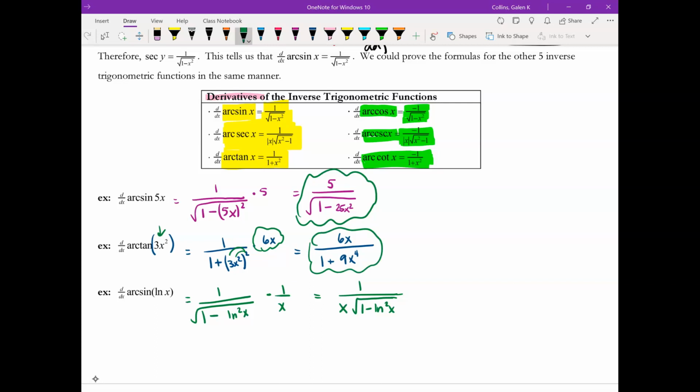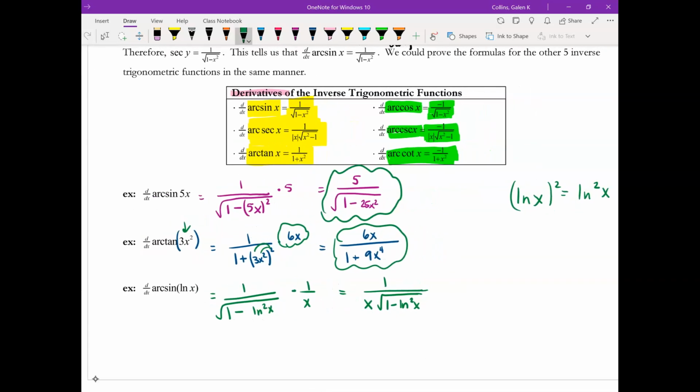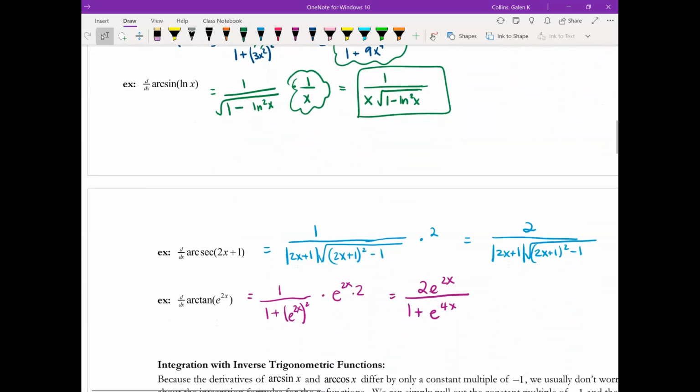The third example, so again, it's arcsine: 1 over the square root of 1 minus the junk squared. When we write the natural log of x squared, just like we do with sine and cosine, you'll often see it written like that. So don't let it throw you off that I wrote it like that. That is the natural log of x squared. Again, the chain rule, because that's the natural log and not just an x, is going to give us that times 1 over x. And we could just do this quick rewrite: 1 over x times the square root of 1 minus the natural log of x squared.